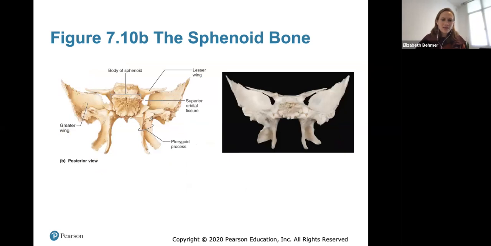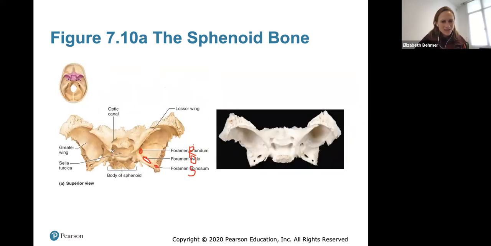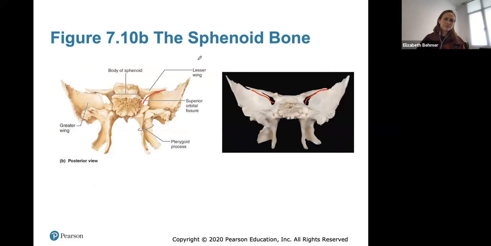Here's a look at the pterygoid processes, which are like the legs of the bone or the bat. Here's the superior orbital fissure, which is a slit between the lesser and greater wings. So you can see the slit right there. And I think those are all you can see. The last thing I want to point out is the optic canal, which is within the lesser wing.